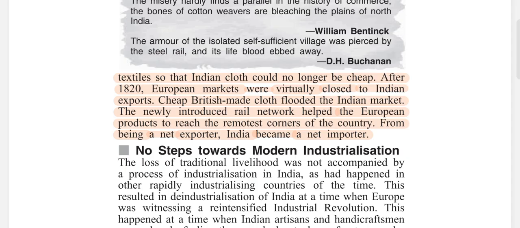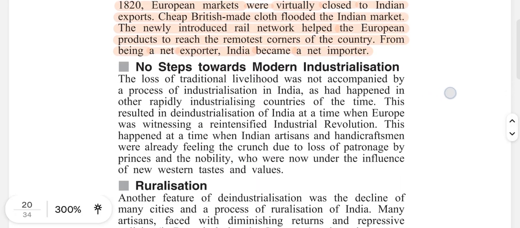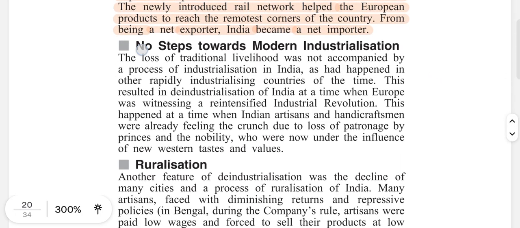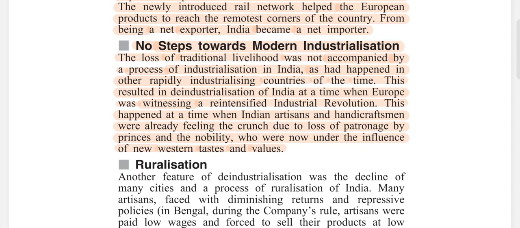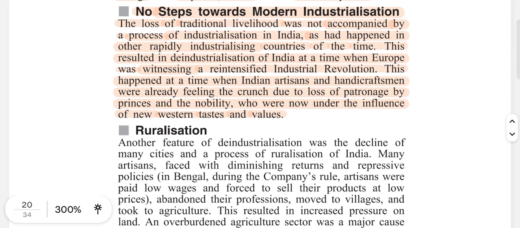From being a net exporter, India became a net importer. The loss of traditional livelihood was not accompanied by a process of industrialization in India, as it happened in other rapidly industrializing countries of the time. This resulted in deindustrialization of India at a time when Europe was witnessing a re-intensified industrial revolution.